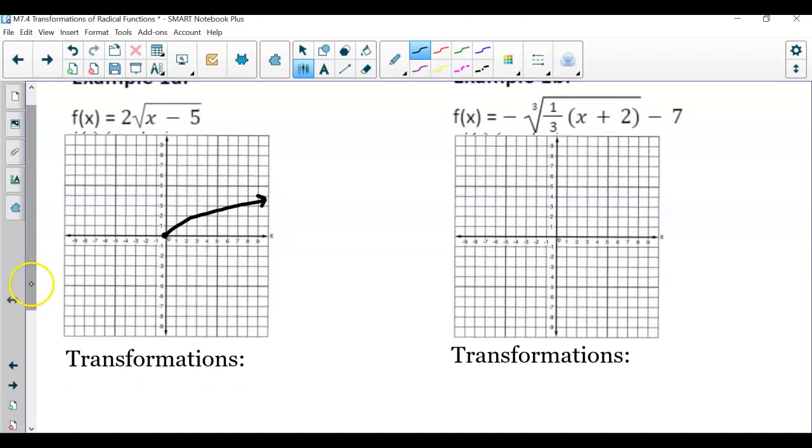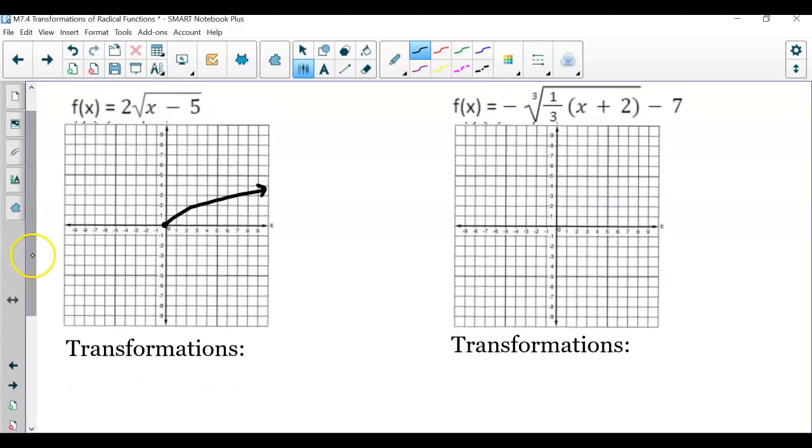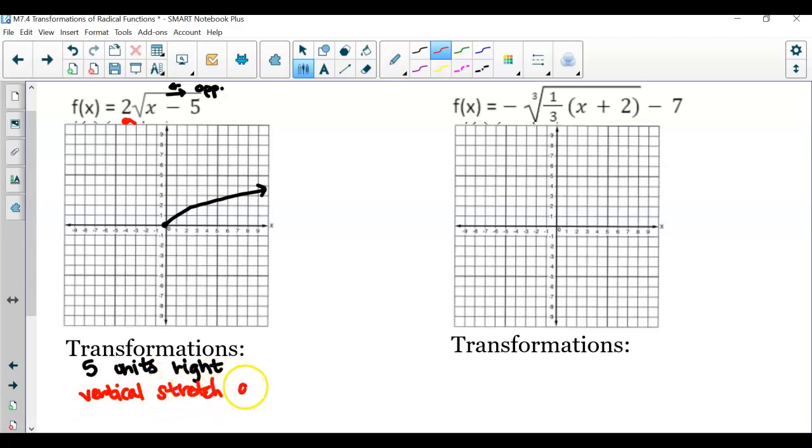So notice how we have x minus 5 on the inside. So if you remember, inside had to do with horizontal, left and right, and opposite. So if it's x minus 5, I'm going to say 5 units, not to the left, but to the right. Then notice how the 2 here, this a, is on the outside, dealing with our up and down, or in this case, vertical. So this is a vertical, and it's greater than 1, so vertical stretch, where a is equal to 2, so by a value of 2.